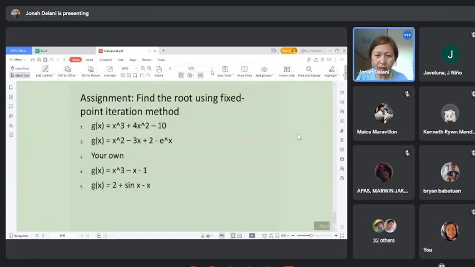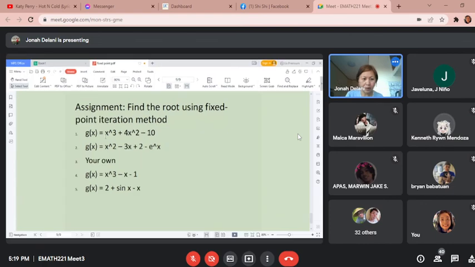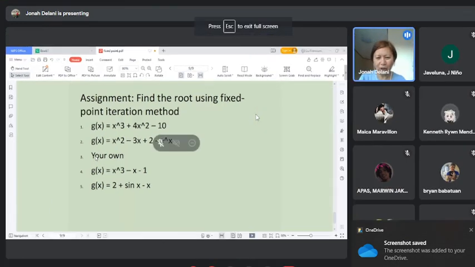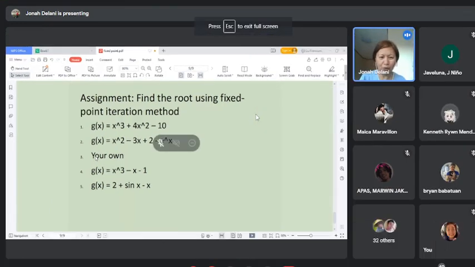I'm not sure if this is what I will post as the assignment. I will be posting an assignment for the fixed point iteration method. This is the instruction: find the root using the fixed point iteration method. Here you will create your own equation, and solve the root using the fixed point method.